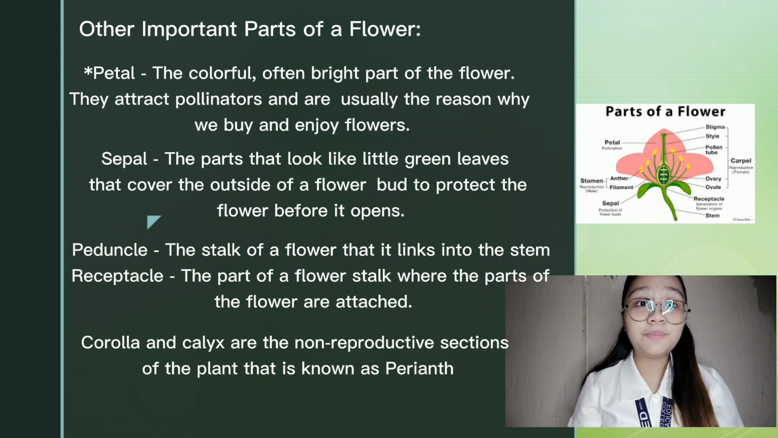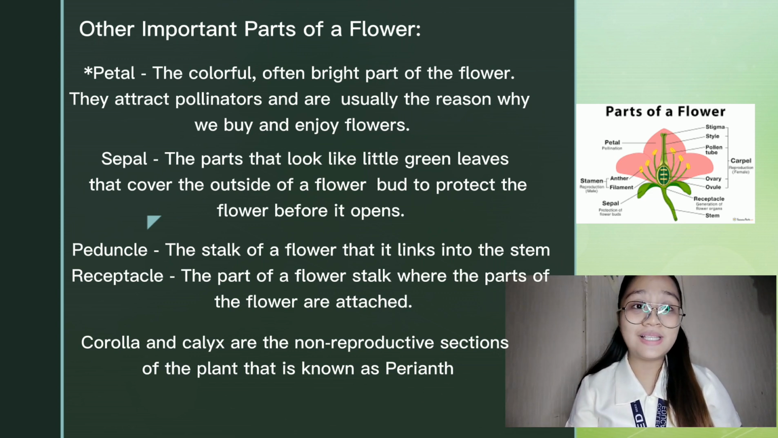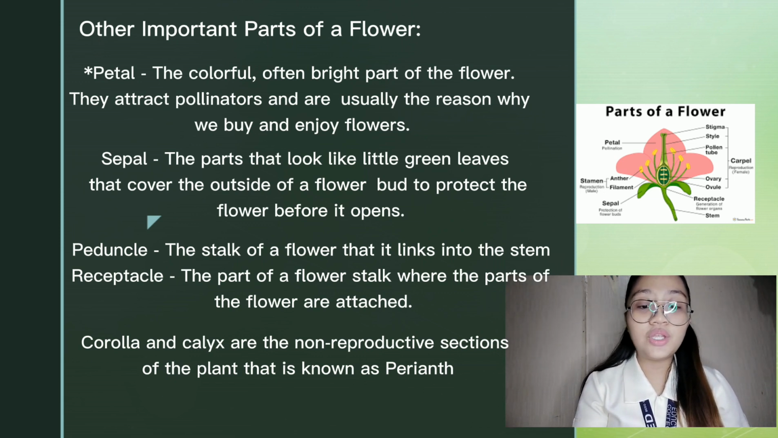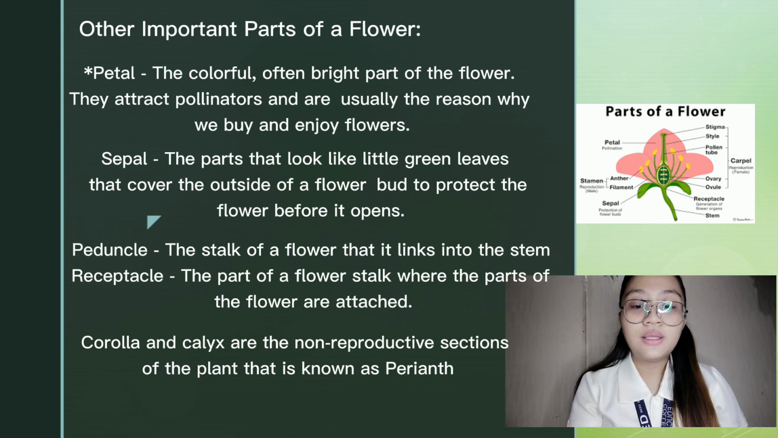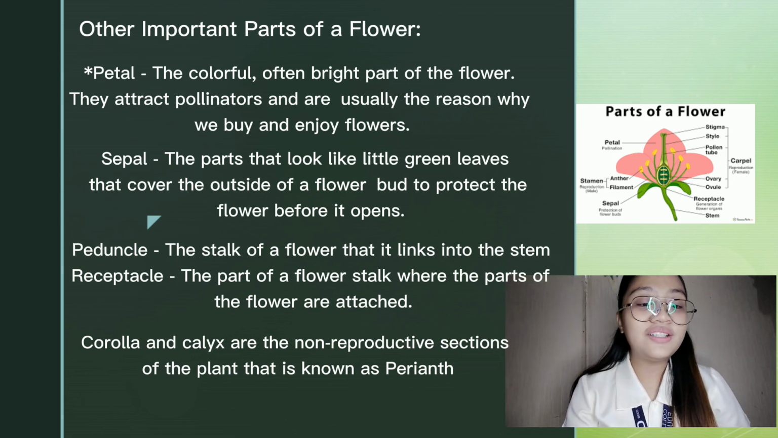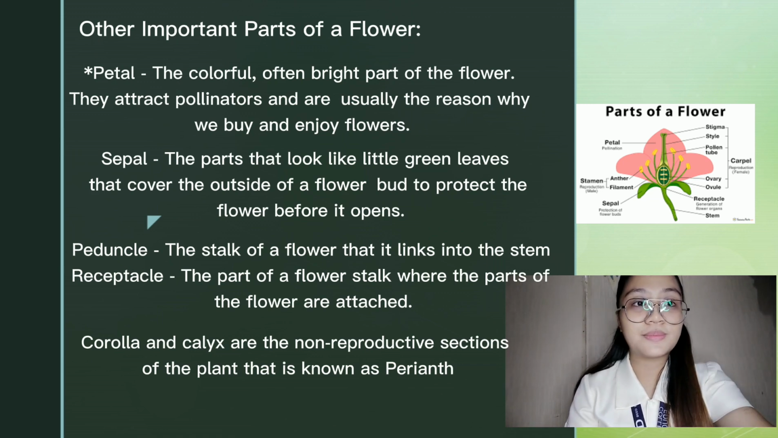The third important part of a flower is the peduncle, or the stalk of a flower that links it to the stem. Fourth is the receptacle. It is the part of the flower to which the stalk is attached. It is a small structure found at the center of the base of the flower. The last part is the corolla and calyx. These are the non-reproductive sections of the flower that are known as the perianth.